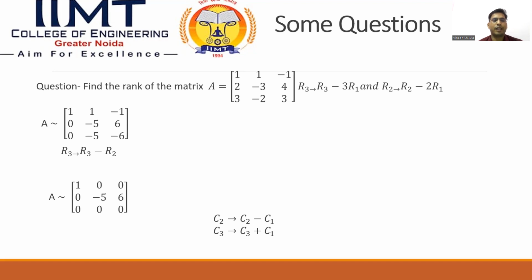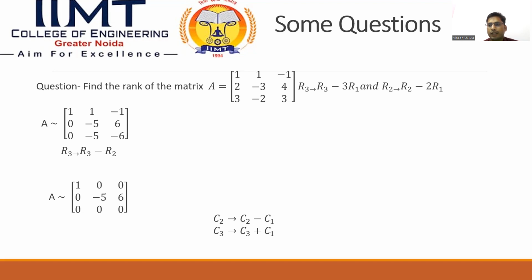That is, we get an equivalent matrix: A is equivalent to 1 1 minus 1 in the first row, 0 minus 5 comma 6, and 0 minus 5 minus 6. Now we will make row 3 zero, that is row 3 goes to row 3 minus row 2. Therefore, A is equivalent to 1 1 minus 1, 0 minus 5 6, 0 0 0. Now we will make zeros in the first row, leaving the first element.